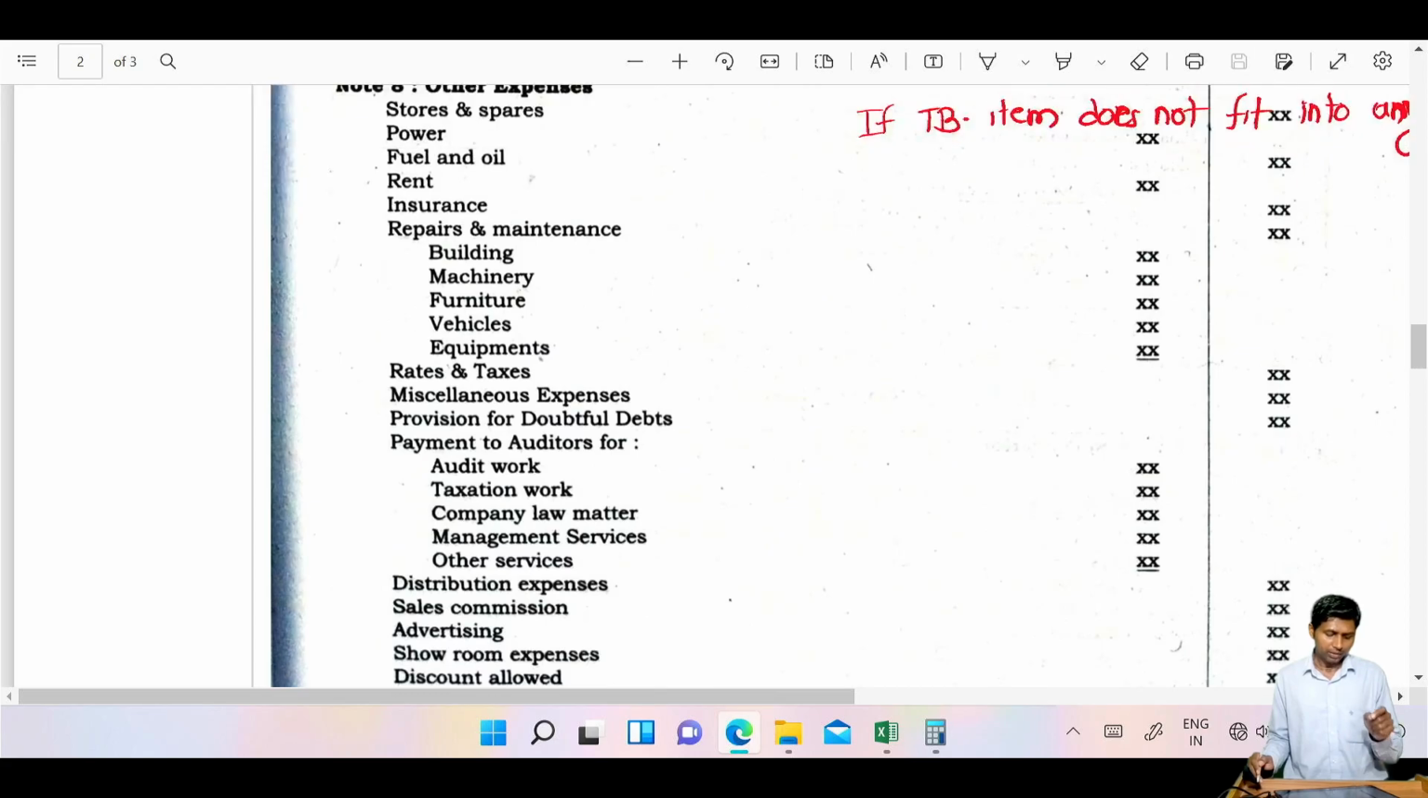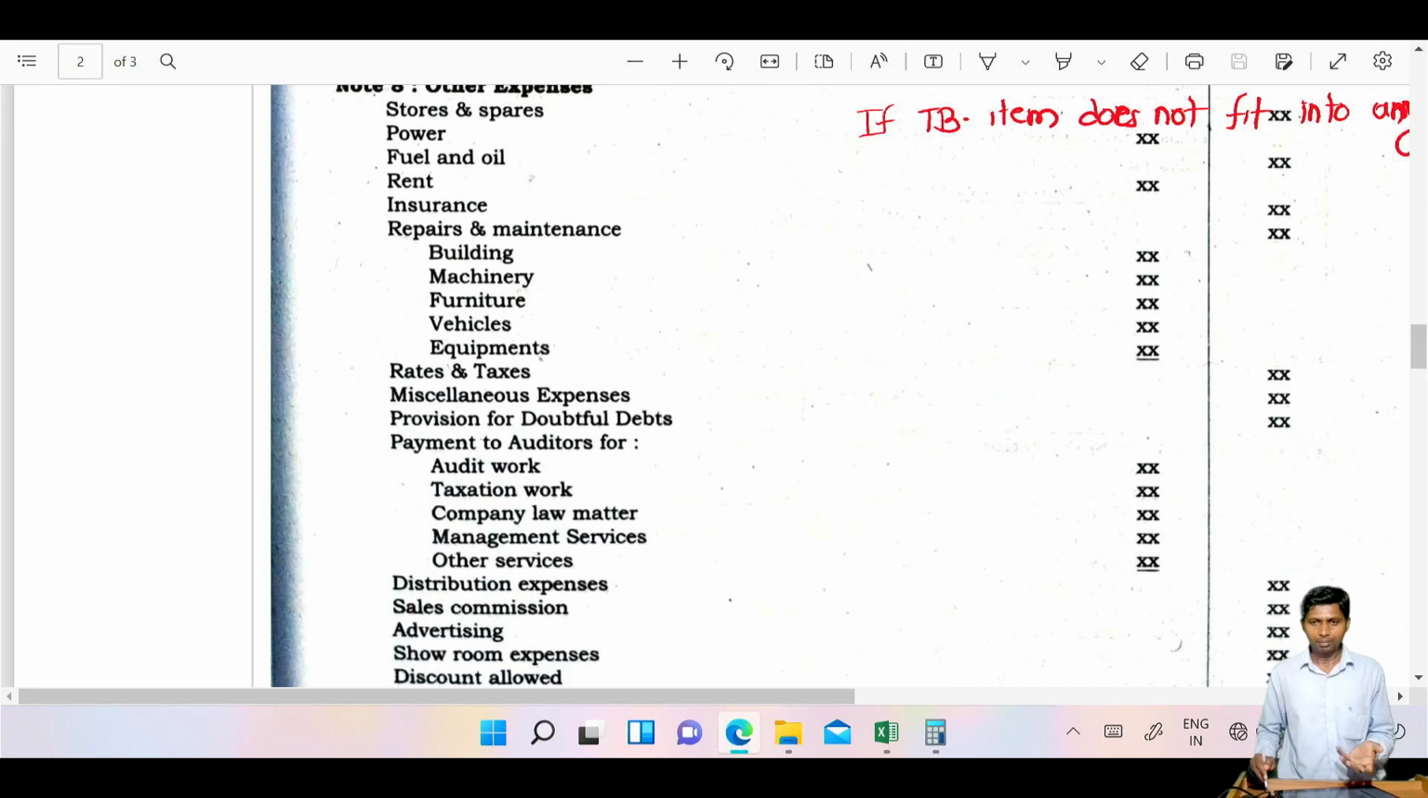I wanted to explain something. In some publications, you will find audit fee in employee benefit, but you don't write audit fee in employee benefit. If the examiner specifically gives the salary of the internal auditor, then that salary you can write in employee benefit. But the auditor is a third person. The auditor is not your employee.